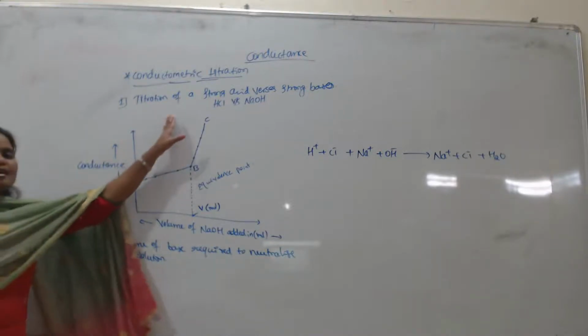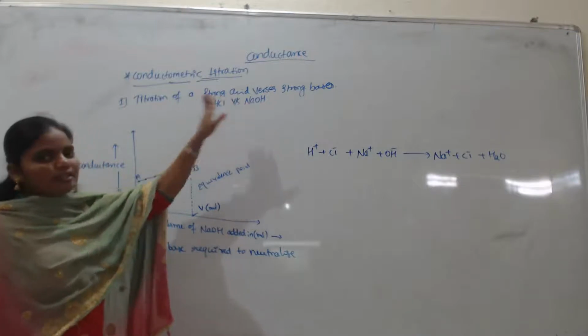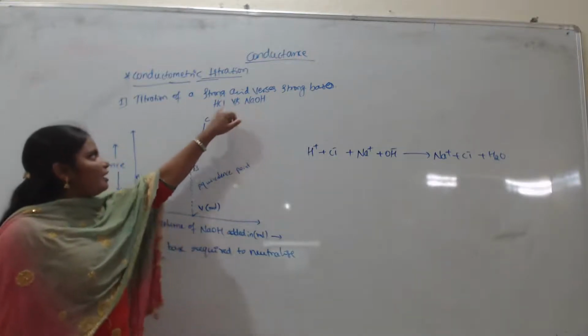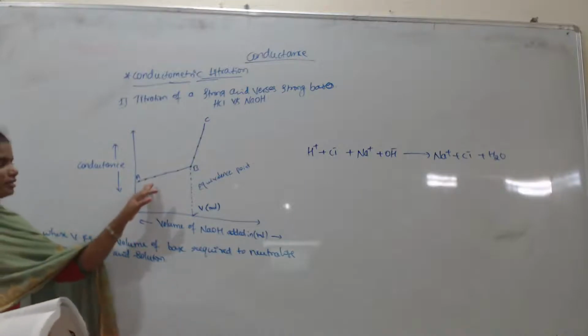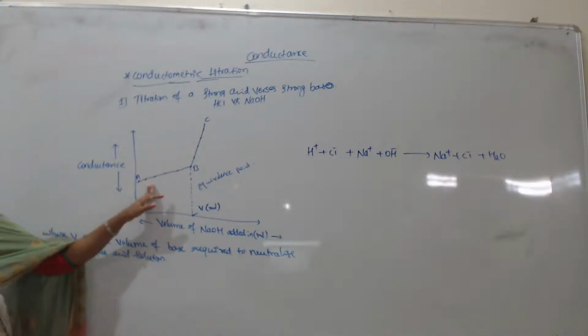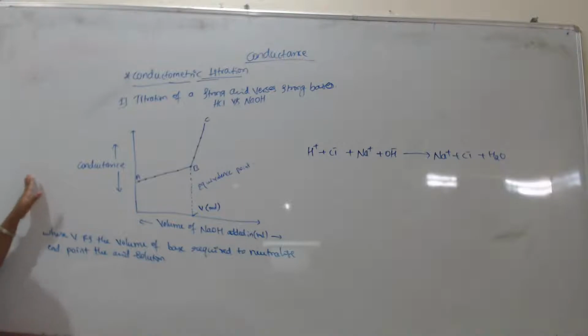You take HCl and titrate with NaOH. NaOH is in a burette and HCl is in a beaker. Initially the conductance of the acid solution is very high, because the H plus ions are very highly mobile. Here only HCl is present, which is H plus and Cl minus.